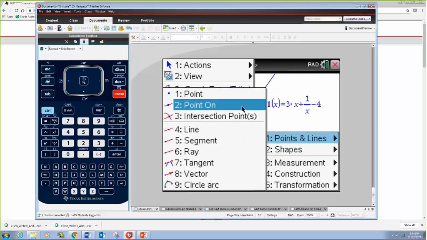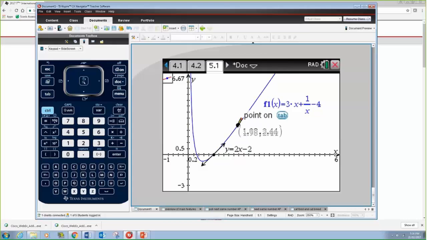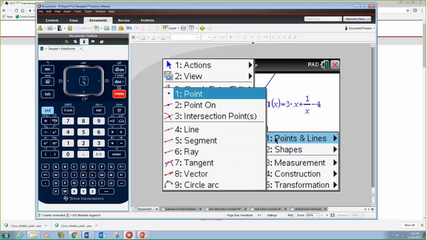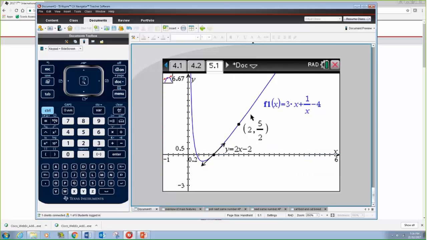The other way, which probably is a bit easier, would be we can go to geometry again, points and lines. We can do the point on, put any point on and enter, and then escape, and we can redo this point as 2. So now, having the point, if I repeat menu, geometry, points and lines and tangent to the curve through the point, it is less tricky doing it this way.